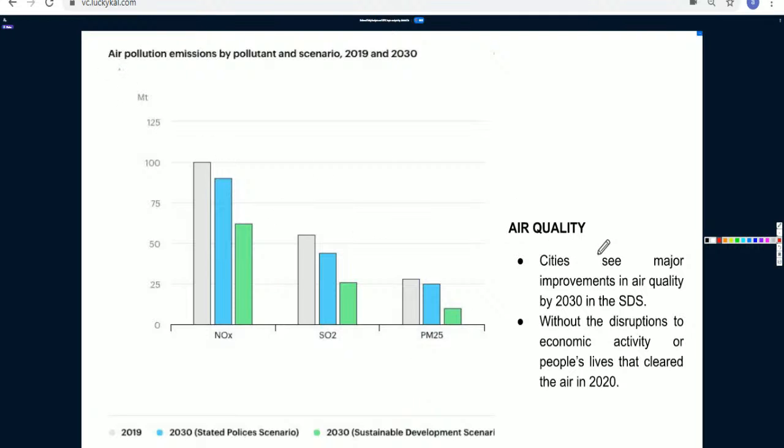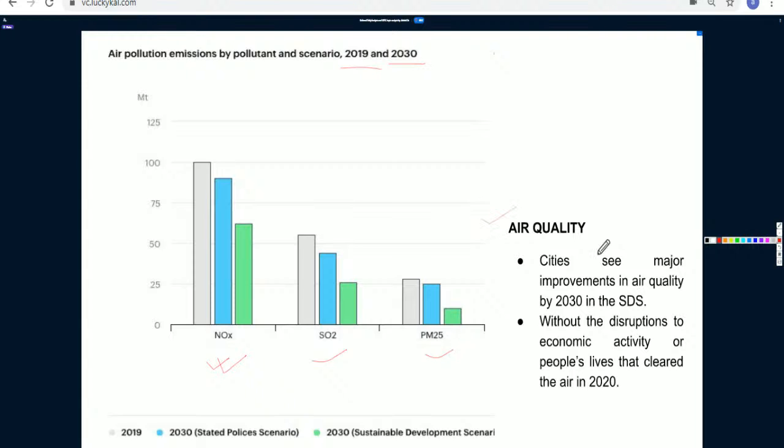It talks about air pollution emissions by pollutant and scenario from 2019 to 2030. This is nitrous oxides, it may be nitrogen dioxide, nitrous oxides. Similarly, we can put the value of X to be 2, 3, 1 like that. Then sulfur dioxide and PM 2.5, where PM means particulate matter. So nitrous oxide will be more polluting as compared to sulfur dioxide and PM 2.5.